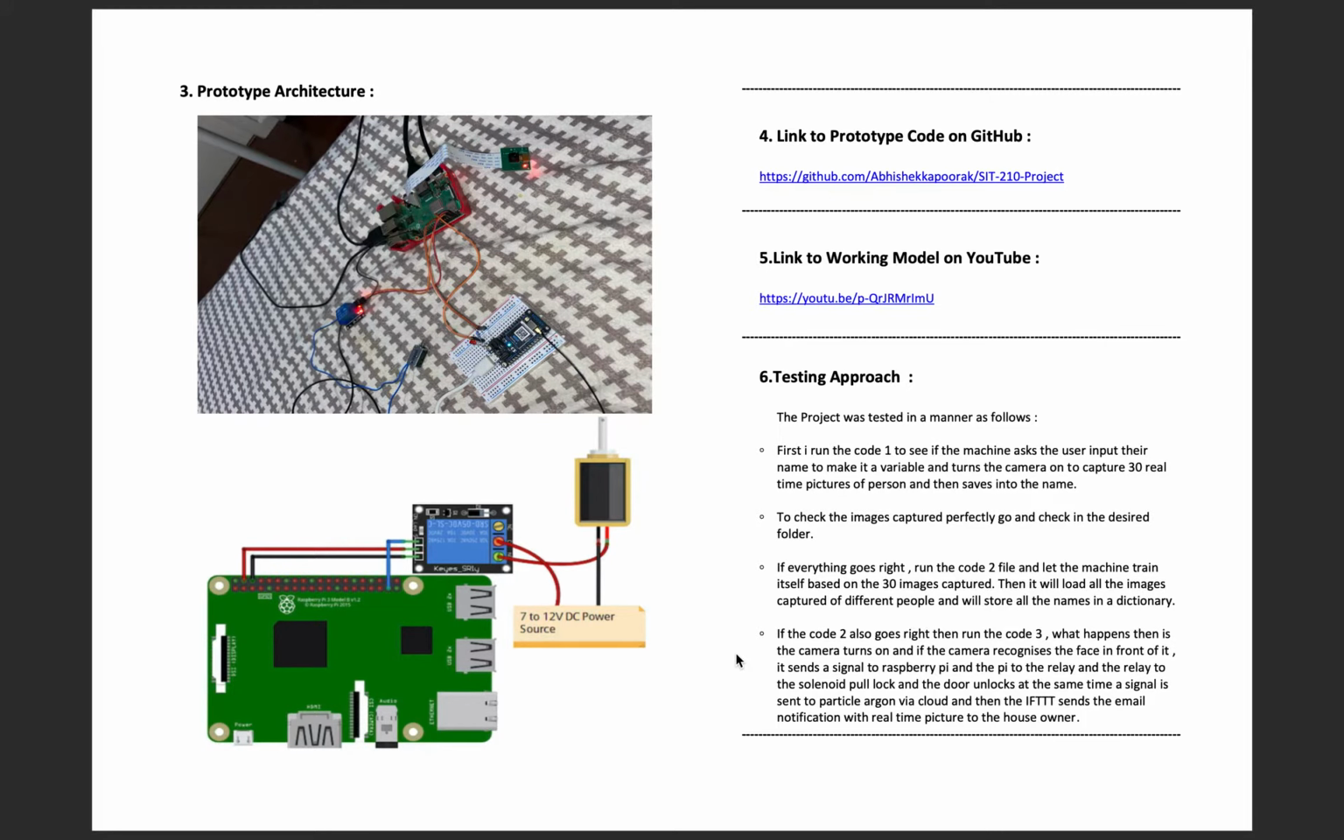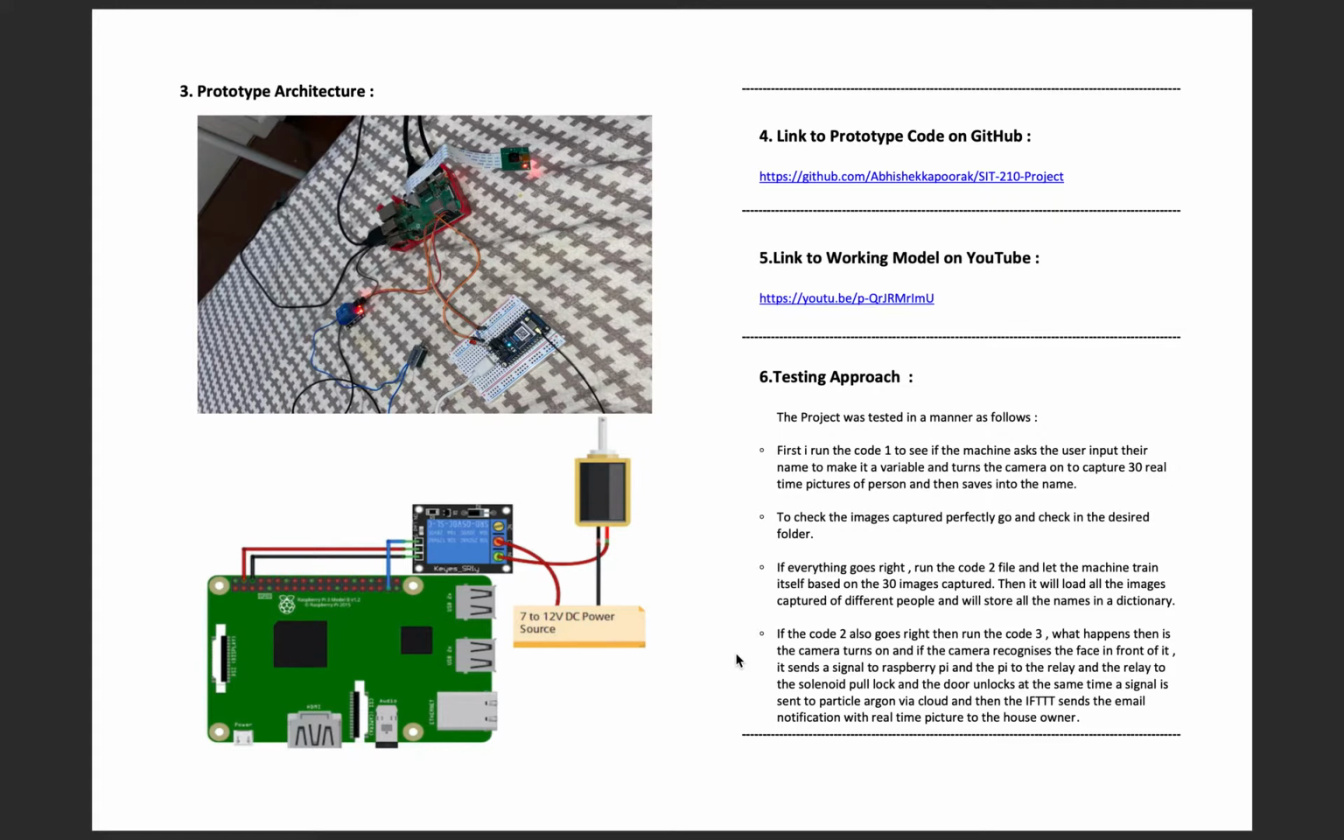in the first code, when we run it, the system asks the user to input their name. When the user inputs their name, that name becomes a variable, and the camera turns on, and the camera takes 30 consecutive pictures in like 2 to 4 seconds of that person, and that's it for code 1.